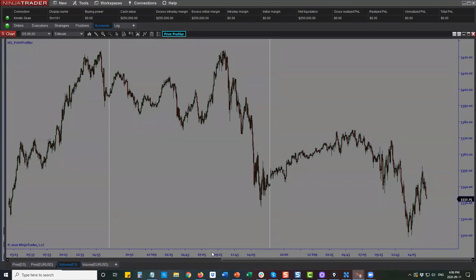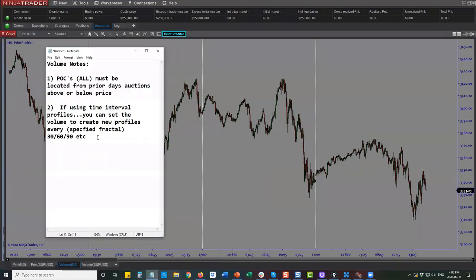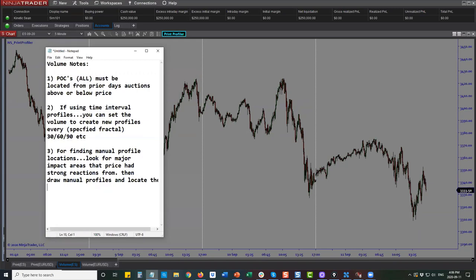When I say major turning points, I don't mean swing points. I mean points that move the market. So let's go back here to bullet point number three. For finding manual profile locations, look for major impact areas that price had strong reactions from. Then draw manual profiles and locate the point of controls.